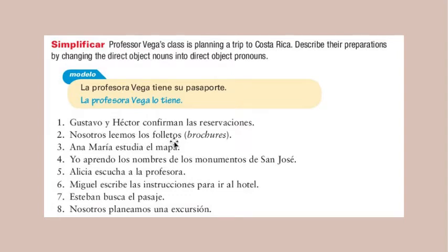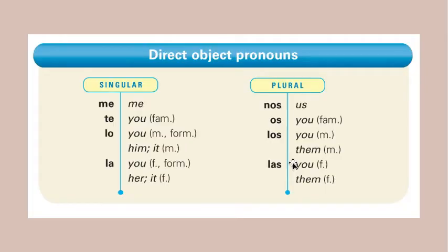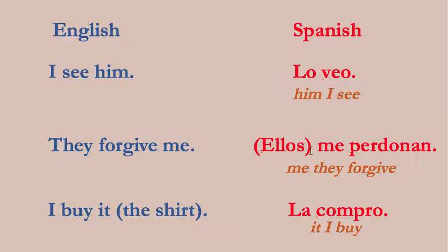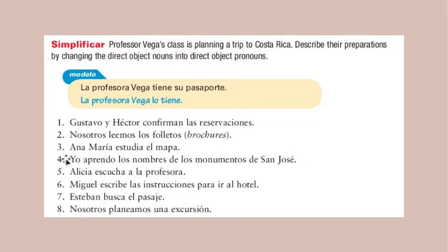Nosotros leemos los folletos, brochures. Nosotros los leemos. Ana María estudia el mapa. El mapa, singular masculine noun, is lo. Ana María lo estudia. Yo aprendo los nombres de los monumentos de San José. Los nombres de los monumentos de San José is los, right? Them, masculine, plural. Yo los aprendo. Which is much easier than saying all of this again, ¿no?